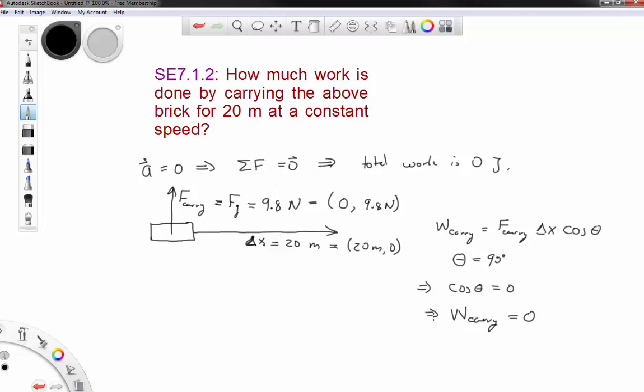Again, the key phrase that we have here is that this is done at a constant speed. So that implies that the entire force that's being applied to the brick by the person carrying it is in the vertical direction. If it was not a constant speed, then gravity and this force would not entirely cancel out. That would imply that there'd be some component to this force which is in the x direction, and then some work is being done to the brick by this force. That's a kind of an important point that we'll come back to later on.